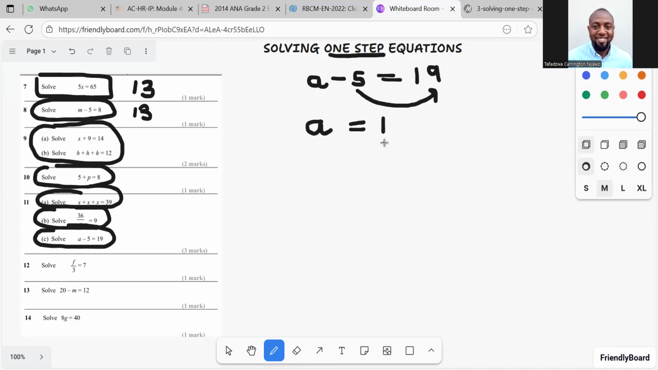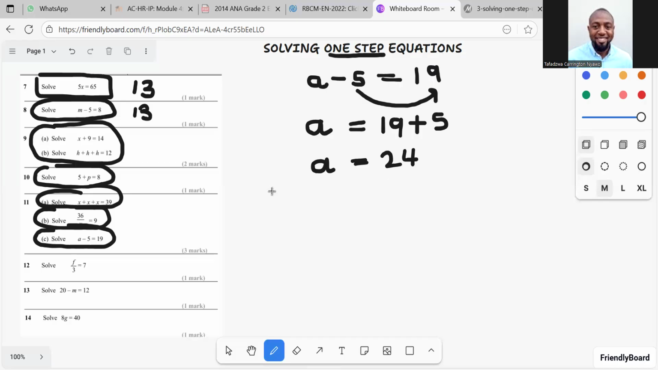So when that negative 5 goes to the other side, which happens to be the right side, the sign changes from a negative to a positive. Okay, like this. Then now I add 19 plus 5. The answer is 24. So my answer there is A is equal to 24.